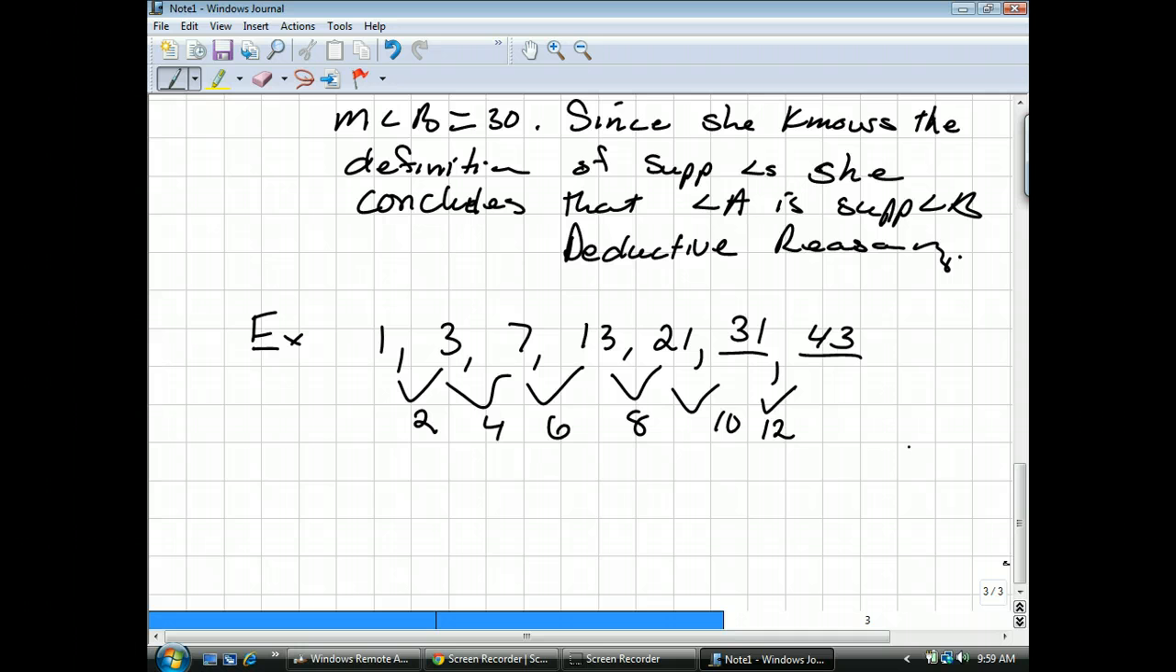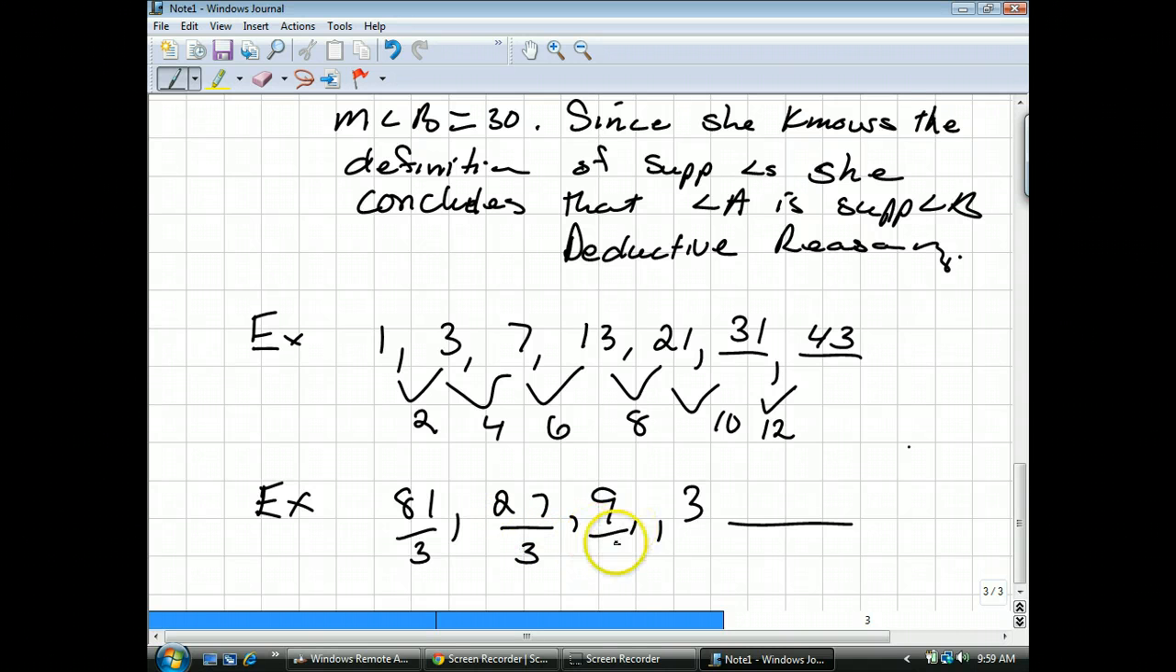Right, so if I gave you the sequence of numbers 81, 27, 9, and 3, well, you would notice that they are going down in value, and actually 81 divided by 3 gives you 27, 27 divided by 3 gives you 9, 9 divided by 3 gives you 3. Then you would conclude inductively that the next number probably should be 1, and then the number after that should be 1/3. Okay? All right.